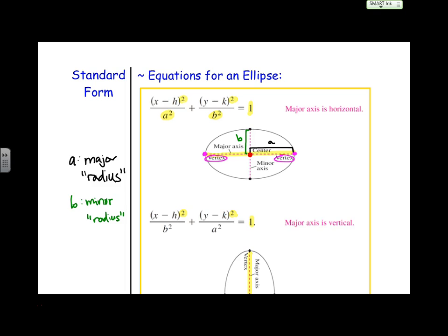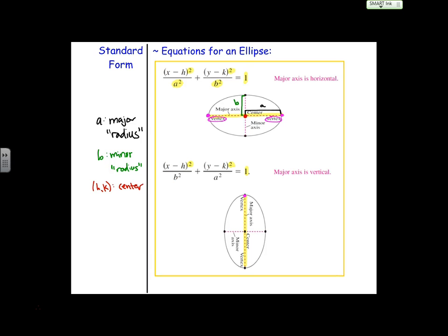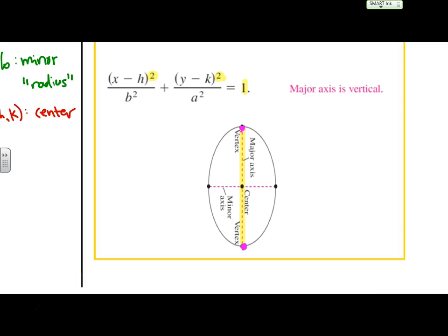And then what else did I define? I defined HK to be the center. Let's see, anything else? A to be the major radius, B to be the minor radius, HK to be the center, and the vertices are at the outermost parts of the ellipse, at the ends of the major axis. So I'll go ahead and really quickly highlight this one up as well.